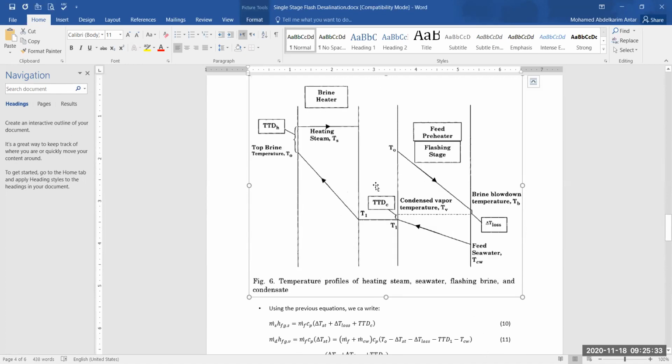What is being given to us? We are given T steam, which is 100 degrees centigrade. T naught is 90 degrees centigrade. TB is 40 degrees centigrade. T cooling water is 30 degrees centigrade. But we don't have the value of T1, and we don't have the value of T vapor. So this is something that we are going to bring from this figure. The delta T loss has been specified to be 2 degrees centigrade. So if TB is 40, what's the value of TV?